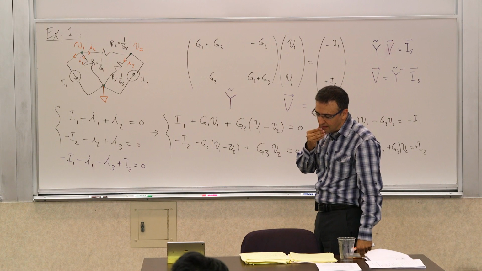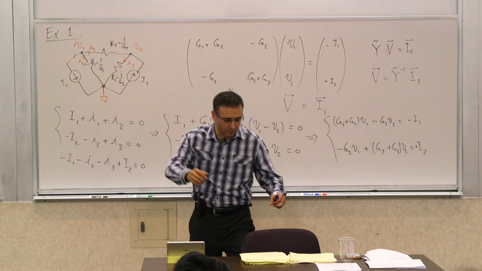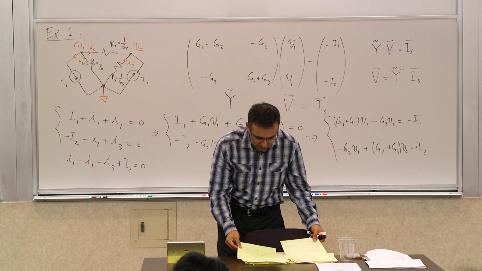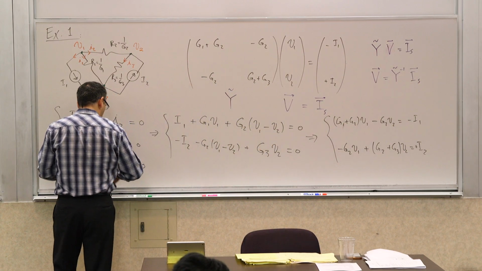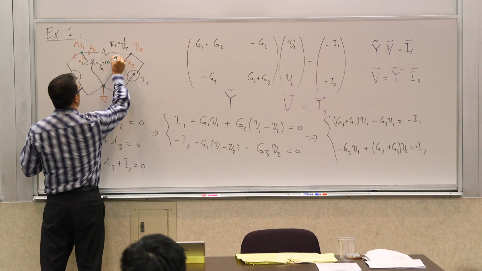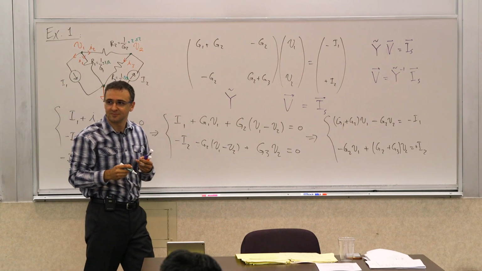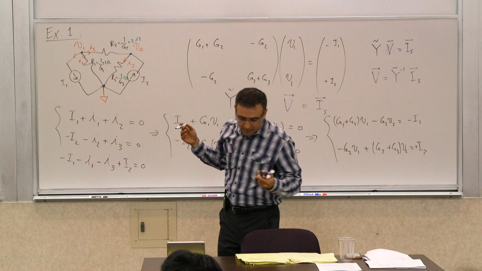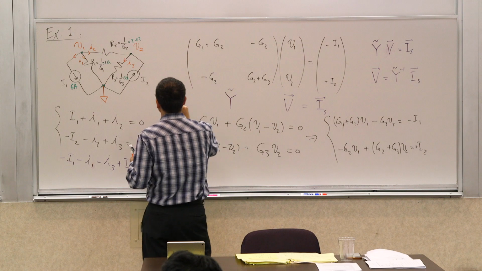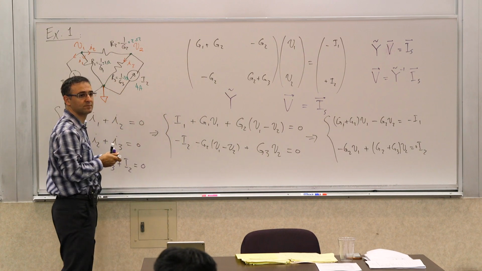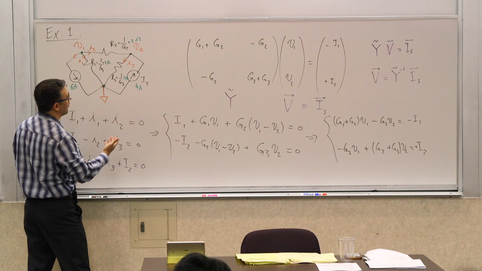But now let's do a numerical example of this thing. So let's pick some numbers. Let's make resistance R1 1 ohm. R2, let's make it 2 ohms. R3, let's make it 3 ohms. And let's make this current 6 amps, and that one 4 amps. Okay? So we want to find what's the answer.